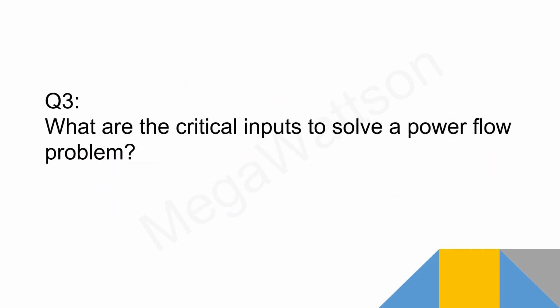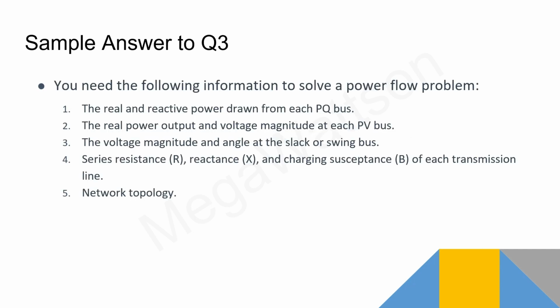Question number 3. What are the critical inputs to solve a power flow problem? You need the following information to solve a power flow problem. First, you need the real and reactive power drawn from each PQ bus. Then you need the real power output and voltage magnitude at each PV bus. You also need the voltage magnitude and angle at the slack or swing bus. In addition, you need the series resistance R, reactance X, and the charging susceptance B of each transmission line. And finally, you need the network topology so that you know the connections in the grid.